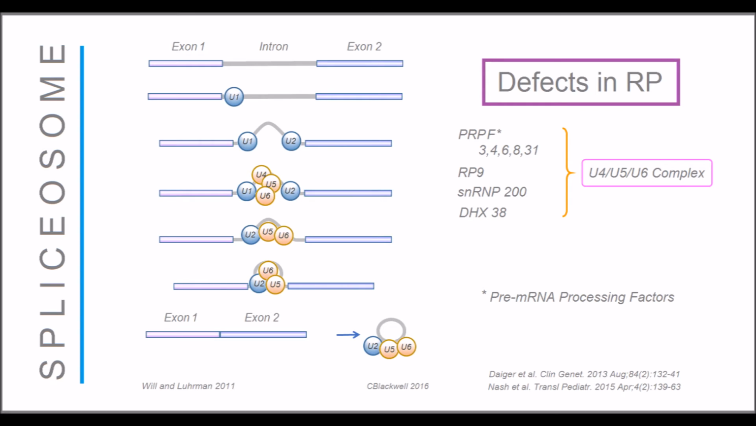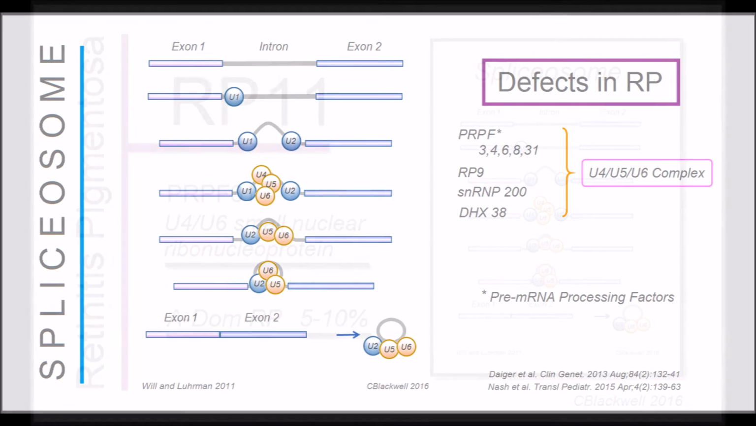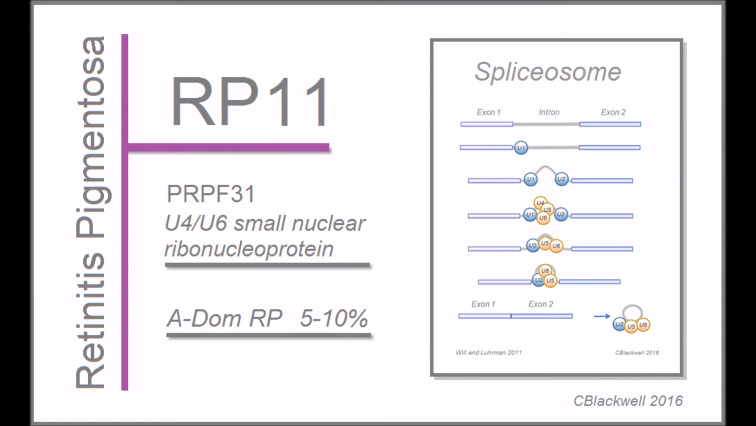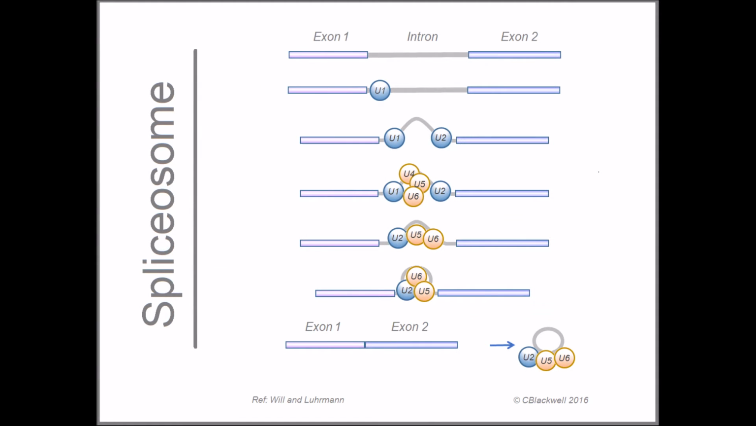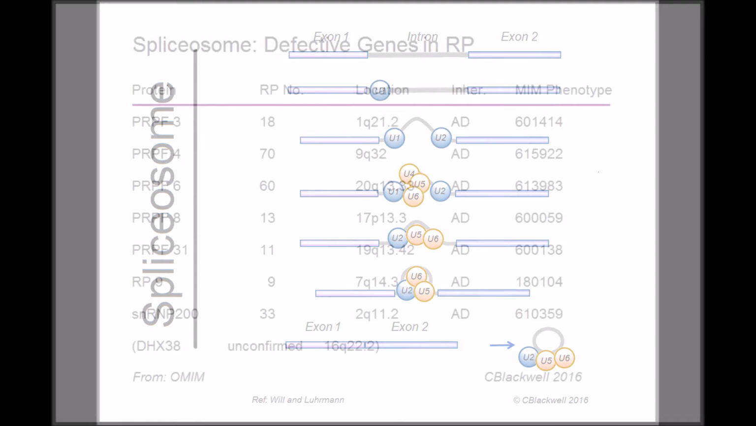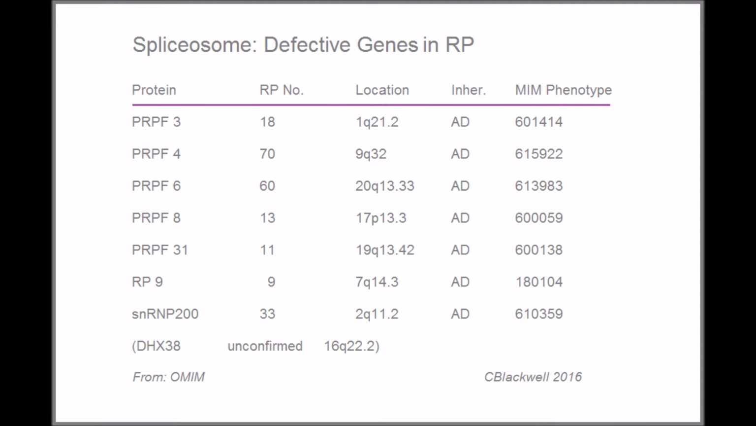Multiple defects have been associated with RP. The most common one is PRPF31. Located on the long arm of chromosome 19, it is in an important part of the spliceosome complex, required for the assembly of the U4/U6/U5 component. Within the spliceosome, mutations can also occur in several other PRPFs listed here.